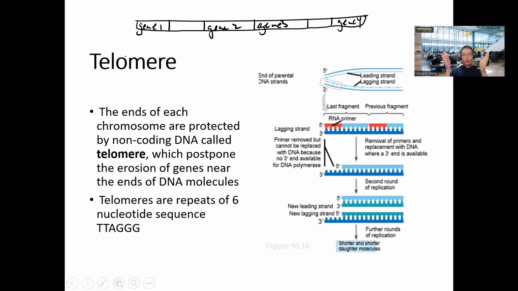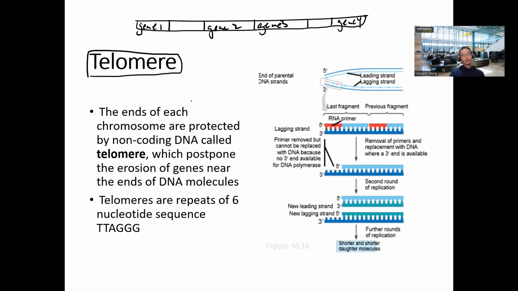Now, if you lose a little bit of DNA every time, you will start to lose genes. You will lose a little bit of gene 1. Eventually, the whole gene 1 is erased, and the whole gene 4 is erased, right? So we don't want that to happen. That's why we have something called telomeres. Okay, telomeres. They are found at the ends of linear DNA.